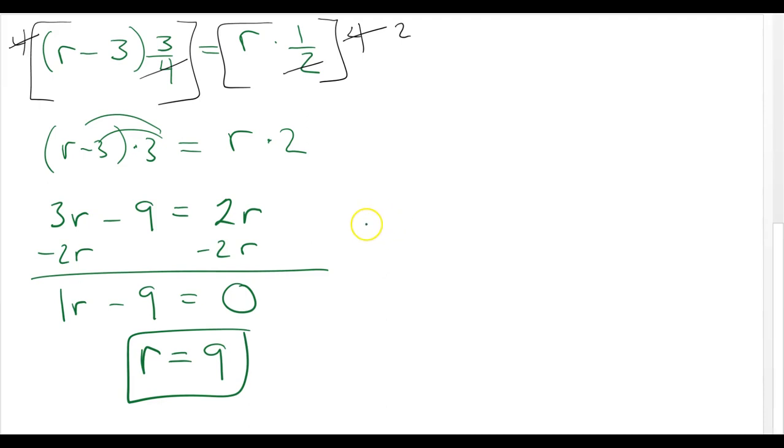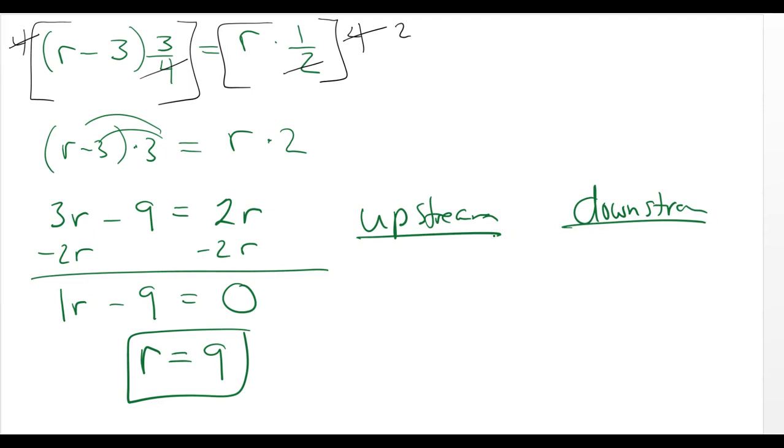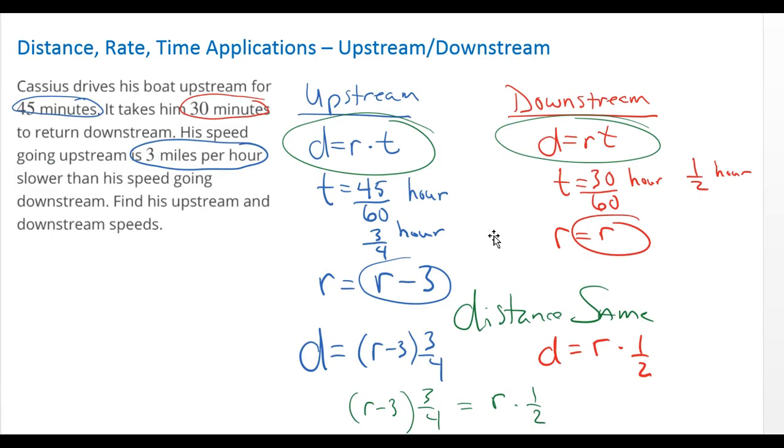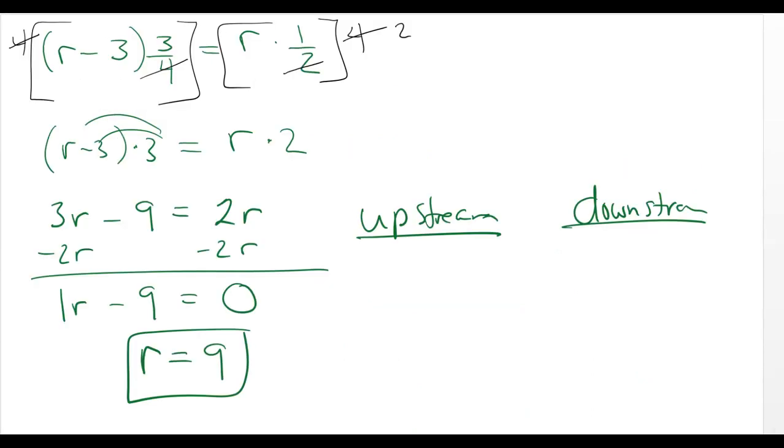But remember, what they ask is what is upstream, right? Stream, and what is downstream. Now upstream, if we go back and look at the original problem, and I look at my rate, it's r minus 3. Now my r was 9, so upstream is going to be 9 minus 3, or 6 miles per hour. So remember, I should just say rate for upstream, because it was r minus 3, which is 9 minus 3, which is 6 miles per hour.